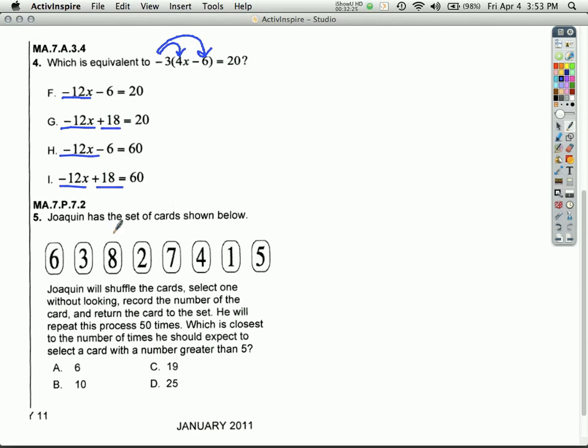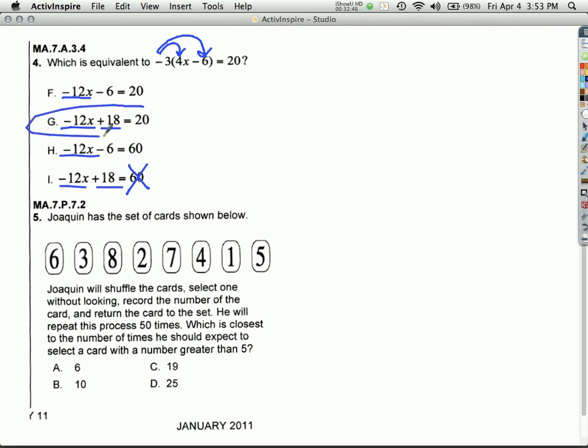Could someone explain why the answer is not I? Why isn't it I? Gary? Because they multiplied it. Yeah, it seems like they tried to trick us by doing that as well, even though they made a mistake and put 60 instead of -60. But that's not how distributive property works. That was wrong, and so the answer had to be G. Any questions on that one?